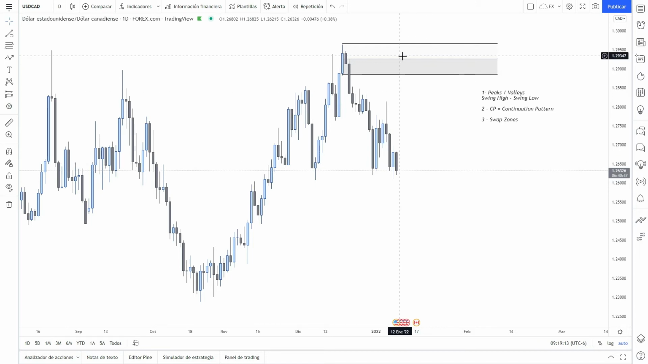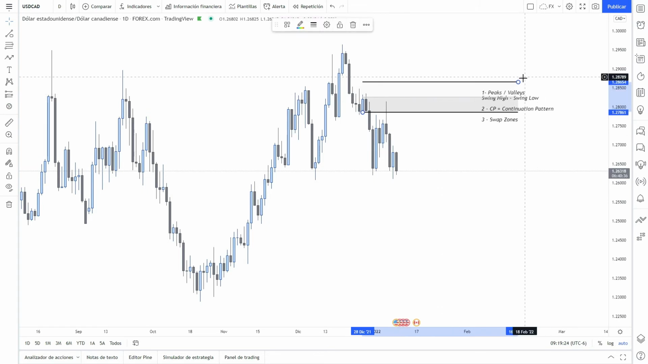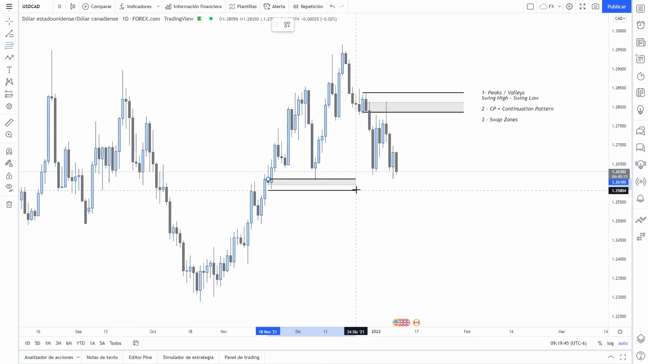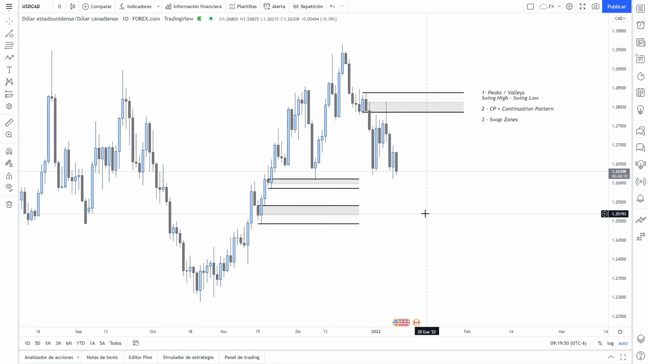Then we also have CP patterns, or continuation patterns. What is a continuation pattern? A continuation pattern looks like this example here on USD CAD. A CP pattern is formed by a drop, base, drop. Or it can be formed by a rally, base, rally. So these candles like this are called CP zones or CP levels.